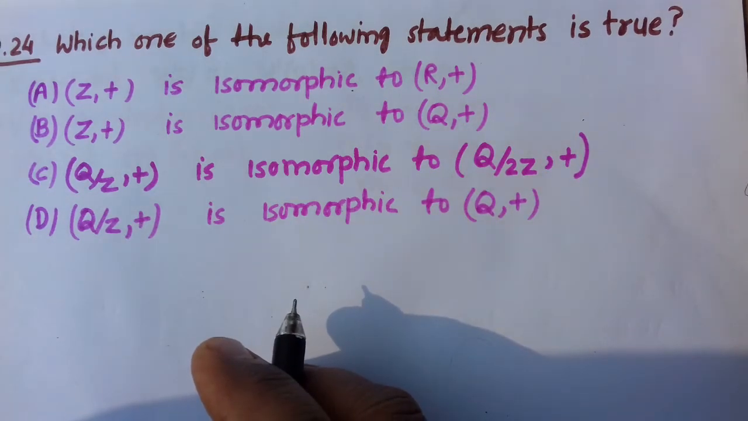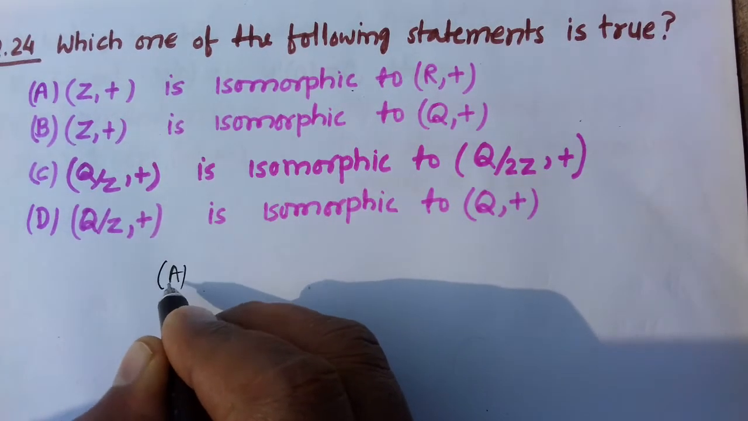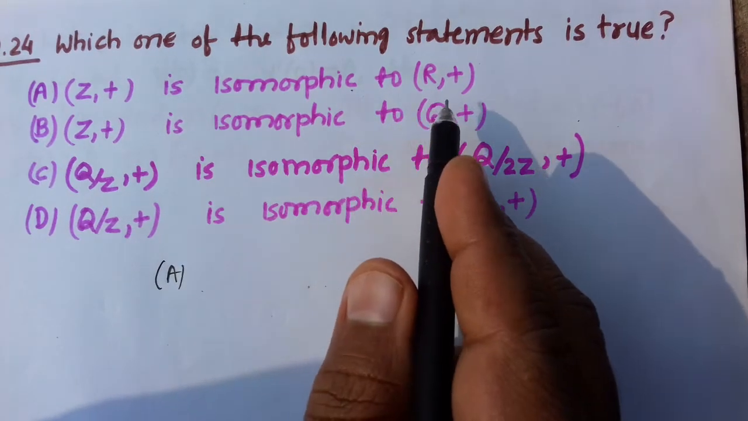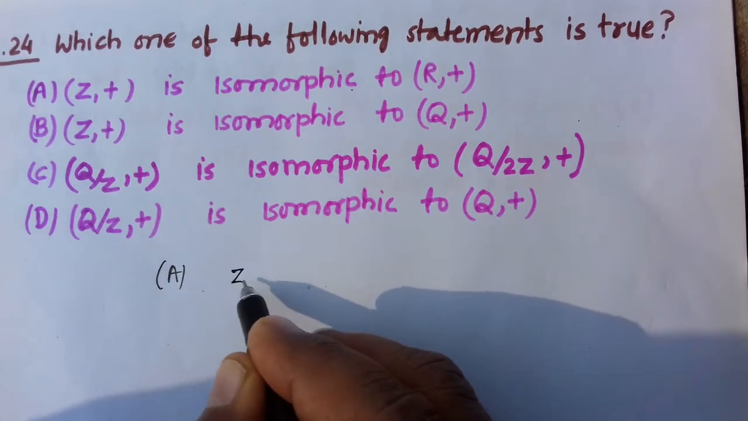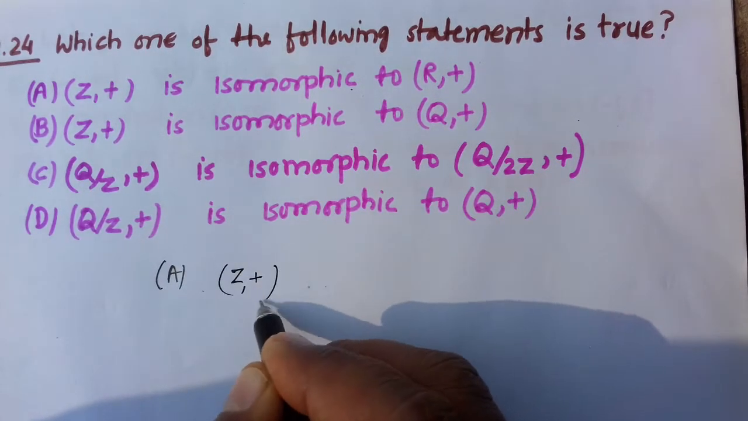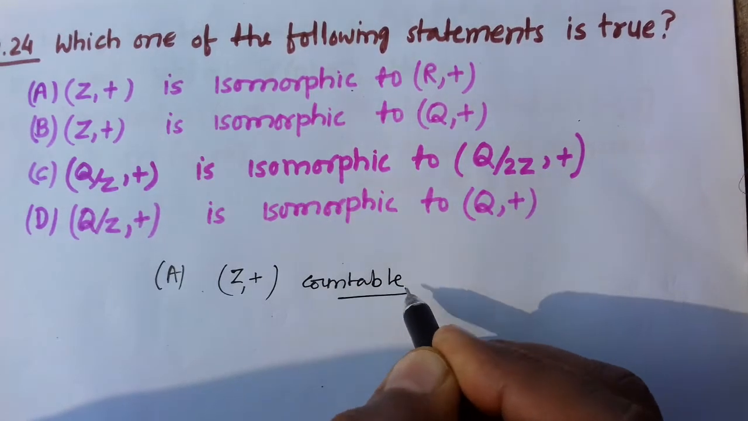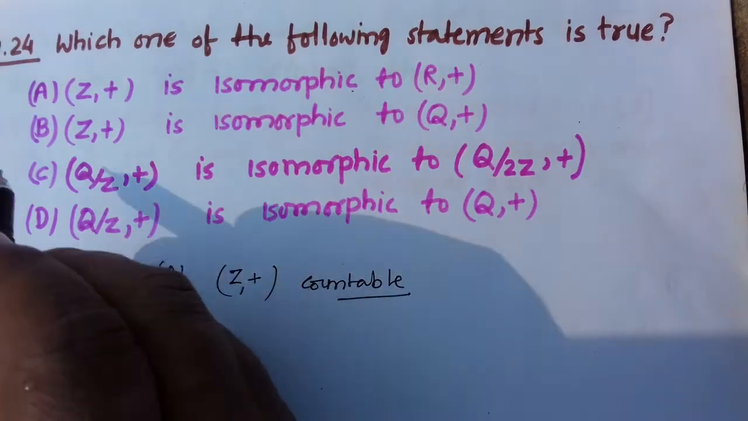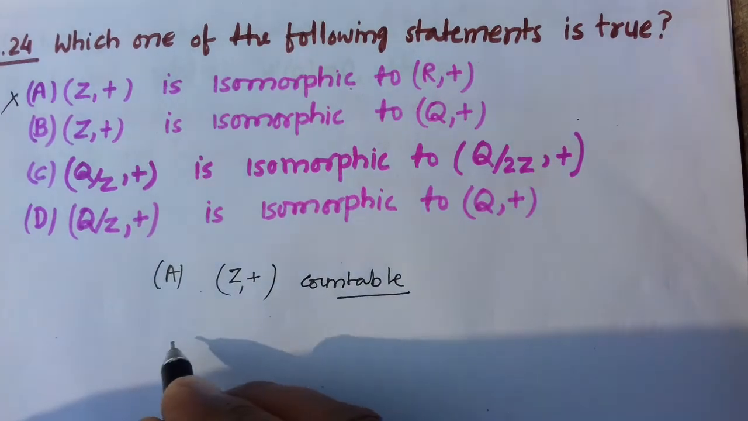We know that isomorphism means identical sets. In option A, you see Z plus, that is the set of integers, and R plus, the set of real numbers. You know Z plus, the set of integers, is countable, but the set of real numbers is not countable. So A is wrong. Now B.